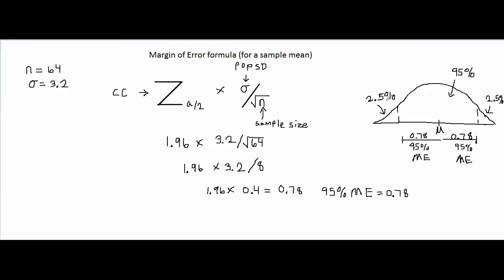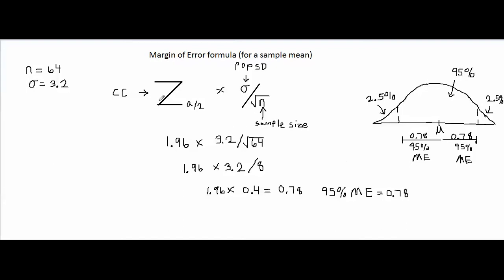So basically, 2.5% of the possible samples have a sample mean down here, more than 0.78 below the population mean. 95% of the possible samples have a sample mean within 0.78 of the population mean in here, and the other 2.5% of the possible samples have a sample mean that's more than 0.78 above the population mean, way out here. And these three areas make up all of the possible samples because these three percentages all add up to 100.